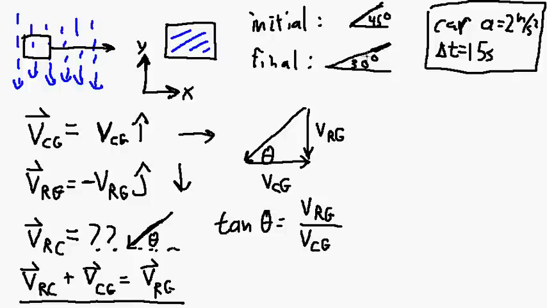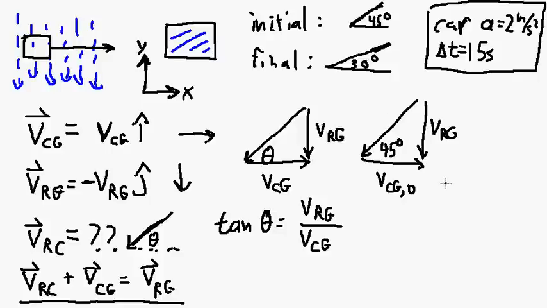And now the beauty of this is that we have our two different situations. Initially it's a 45-degree angle, finally it's 30 degrees. So at the beginning, we'll draw a picture, and they add up to this. Initially this is 45 degrees. This is velocity of rain with respect to the ground, or speed of the rain with respect to the ground. It's just a scalar, a magnitude. And then the initial velocity of the car with respect to the ground, so I'm going to call that VCG 0.